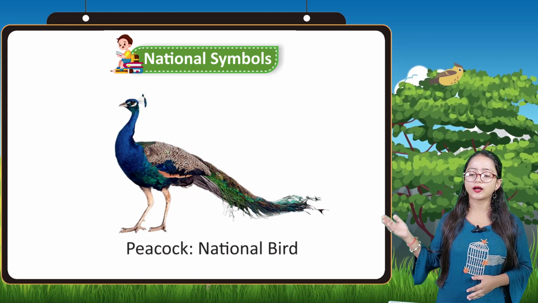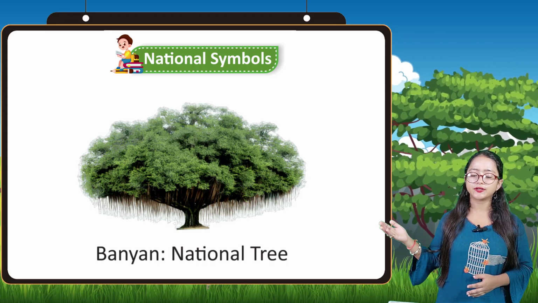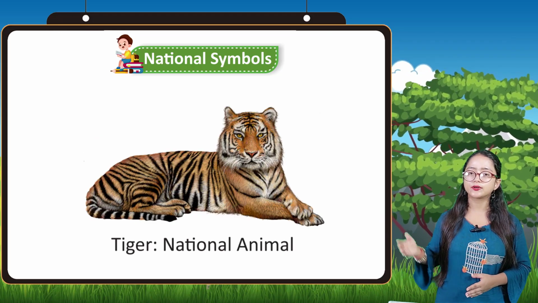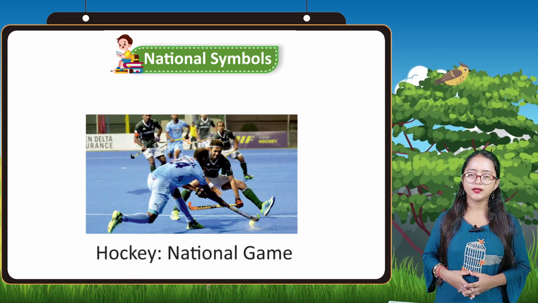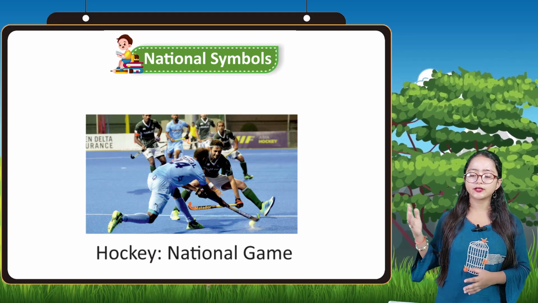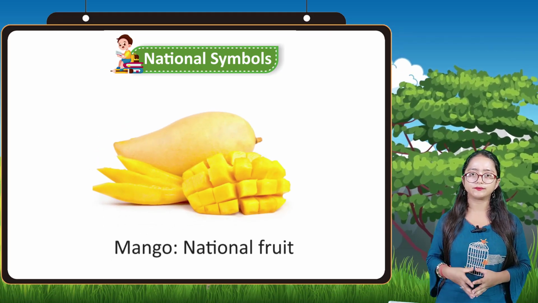Next one, peacock, our national bird. Next one, banyan tree, our national tree. Next one, tiger, our national animal. Next one, hockey, our national game. Next one, mango, our national fruit.